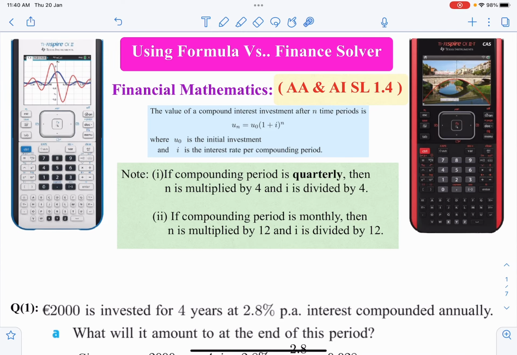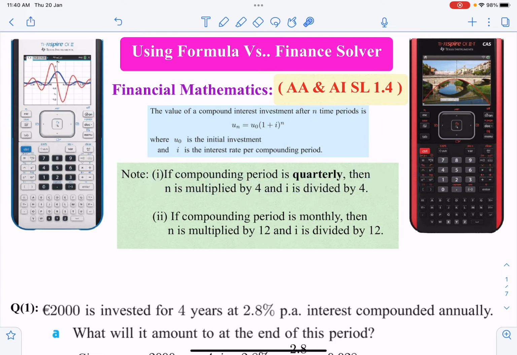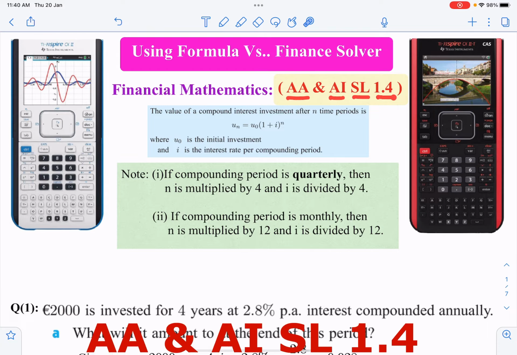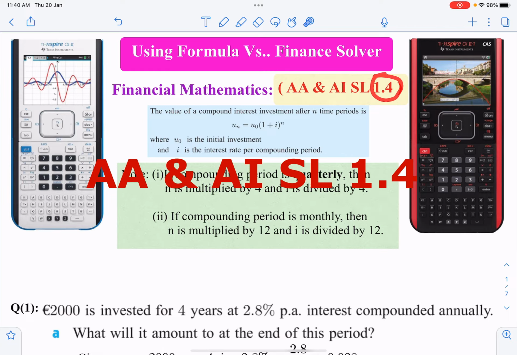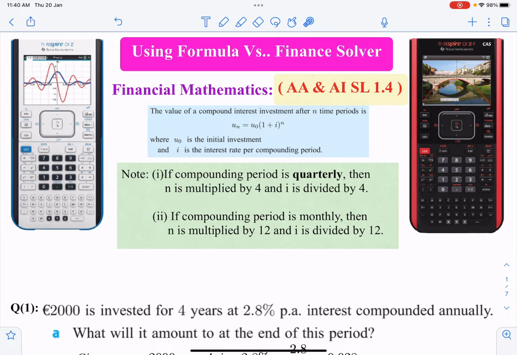Hello, students. So I am back again with one more important concept of IB mathematics. It is about solving financial problems. It comes under financial mathematics. It is in both the syllabi, AA and AI SL 1.4, but it comes for higher level also. So there will be a question of 5 marks or 4 marks. Most of the time I have seen that this question comes.